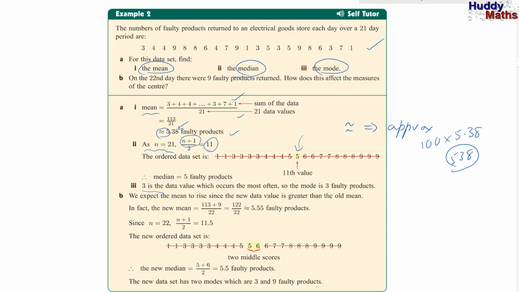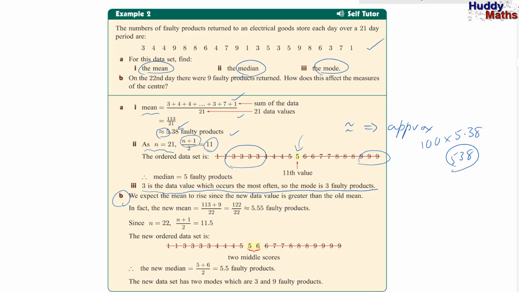Okay, so what we are going to do with part 3 is the mode. We want the one that occurs most often, and so you look through your data set and you can see here there are 4 3s and there are 3 9s, but the 4 3s win because there's more 3s than any other number there. So 3 is the modal value.